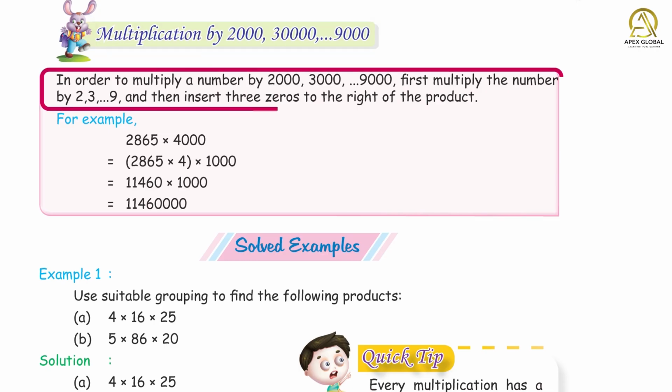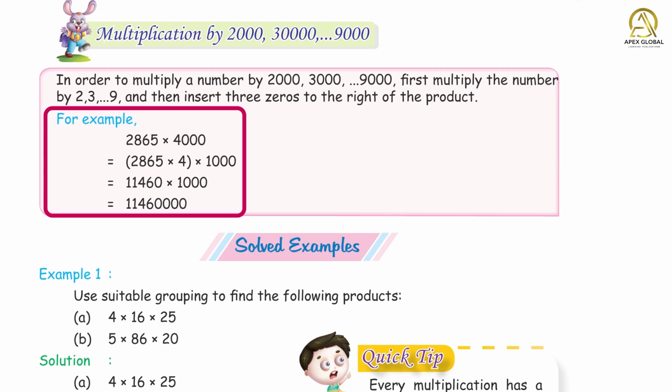Multiplication by 2000, 3000, 9000. In order to multiply a number by 2000, 3000, 9000, first multiply the number by 2, 3, 9 and then insert 3 zeros to the right of the product. For example, 2865 into 4000 is equal to 2865 into 4 into 1000, 11,460 into 1000, 1 crore 14 lakh 60,000.